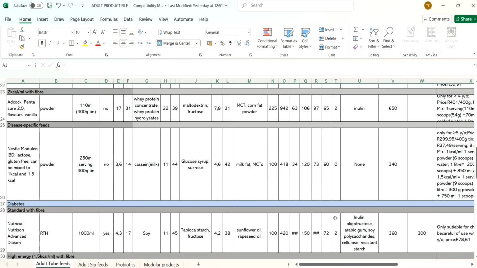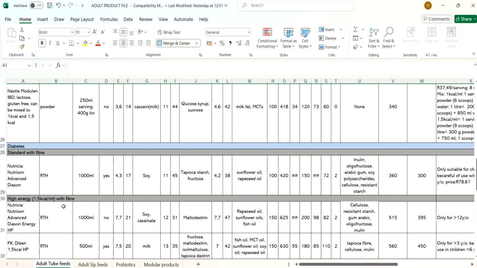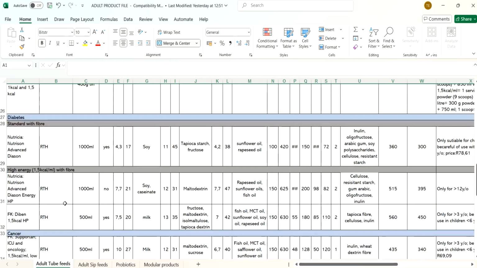Okay, then we have the disease specific feeds. So yeah, we've covered Modulen IBD. You have feeds for diabetes. With my diabetes section, because I had a good few feeds, so standard feeds and feeds that are high in energy. Generally, most or almost all diabetic feeds have fiber in them for obvious reasons, right? Yeah, you can put the standard with fiber as a subcategory to your diabetes, and high energy or protein with fiber.